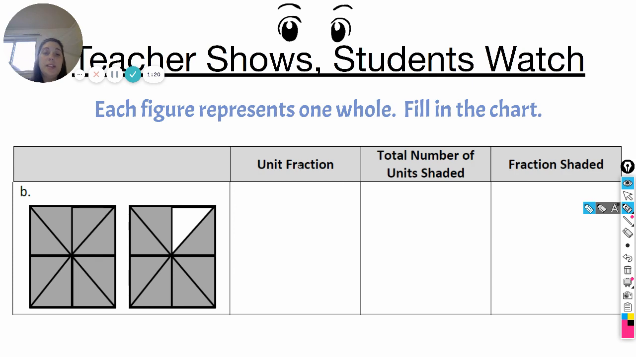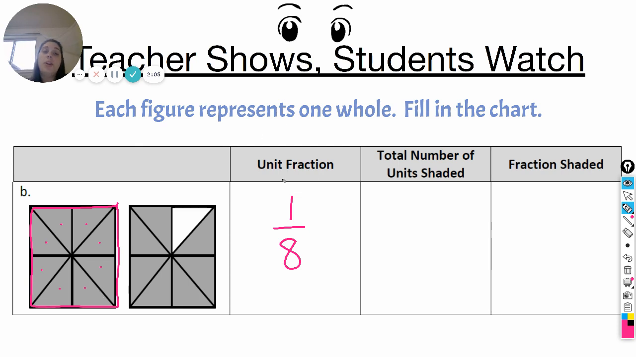So the first space here asks for the unit fraction. So the unit fraction is always how much is one piece of the whole worth. So we're always going to start our unit fraction with 1 over something. It's going to be 1 over how many pieces we have all together. So remember, we just want to look at one shape for right now. Okay? How many pieces are in this one shape? 1, 2, 3, 4, 5, 6, 7, 8. There are 8 pieces all together in that one shape.